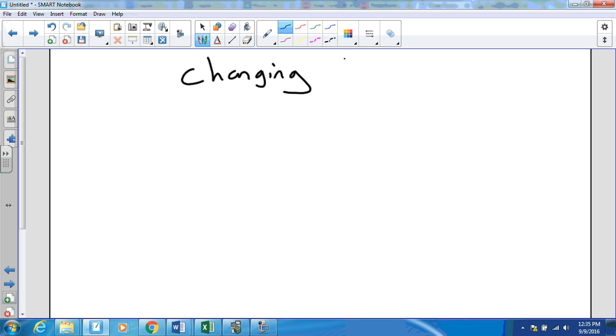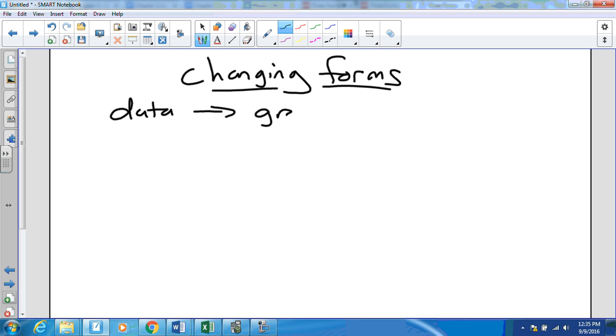One of the most important problem-solving skills that you can have is to know how and when to change forms on your information. Probably some of you are going to be skilled at some of these. So if I, for example, have data and I need to go to a graph, well, that's pretty easy. How do I take data and turn it into a graph? Plot the points, that's right.